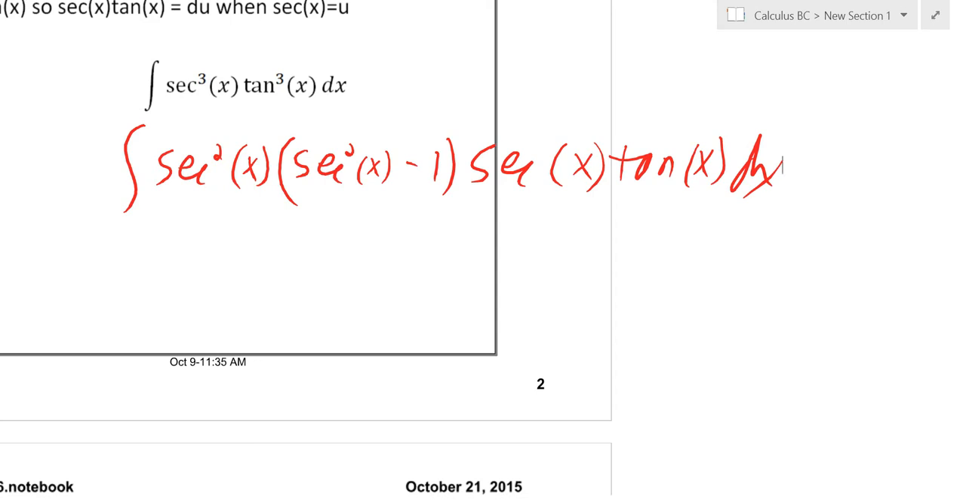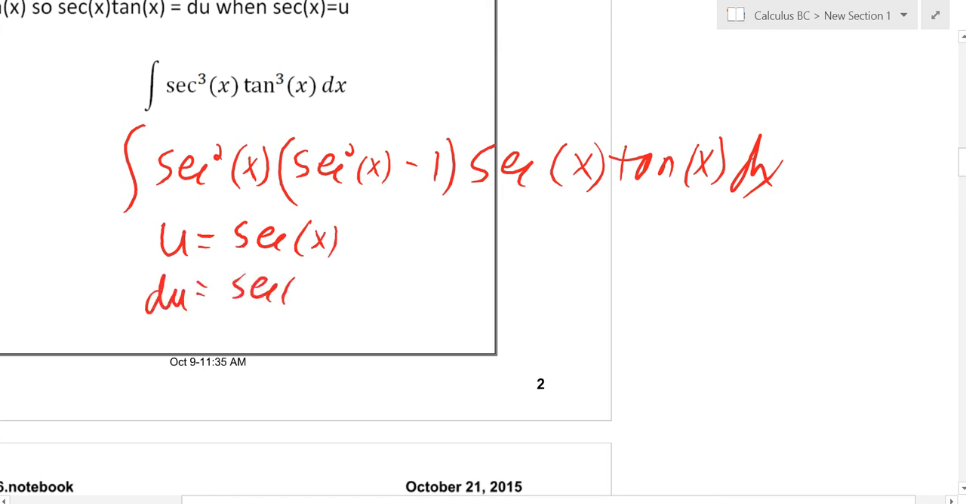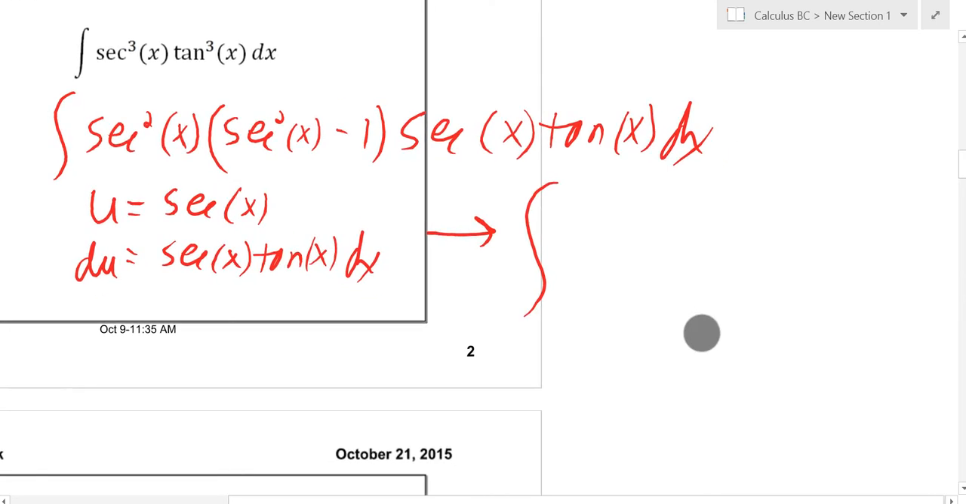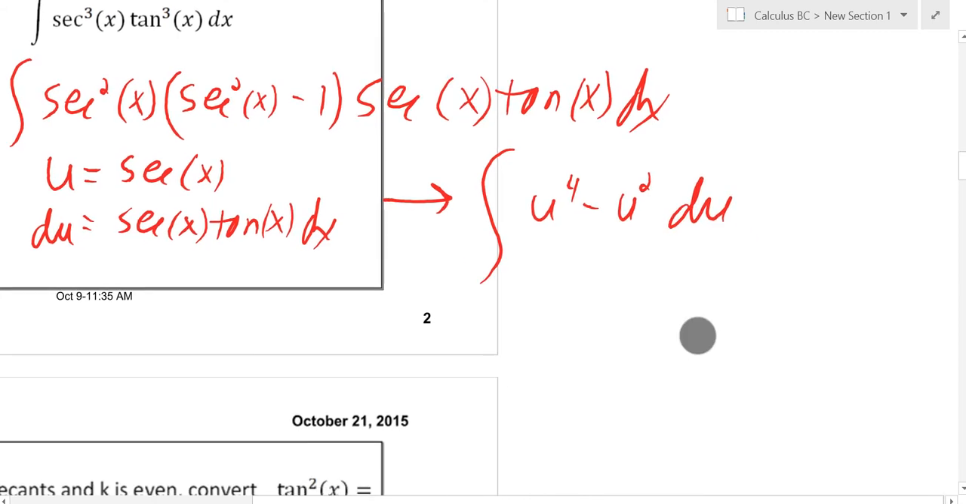Anyway, what's u going to be? Secant. Okay, not secant squared, just secant. It's okay that it's raised to a power, which means then du gets to be secant x tangent x. Which means that integral becomes the integral of u to the 4th minus u squared du. Are we okay with this, David Caesar? You sure? 100%.